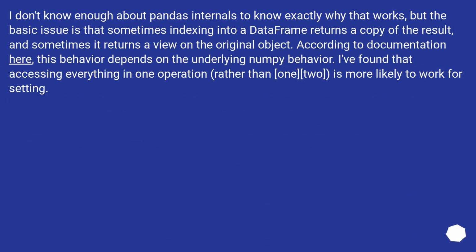I don't know enough about pandas internals to know exactly why that works, but the basic issue is that sometimes indexing into a data frame returns a copy of the result, and sometimes it returns a view on the original object. According to the documentation, this behavior depends on the underlying NumPy behavior. I found that accessing everything in one operation, rather than one after another, is more likely to work for setting.